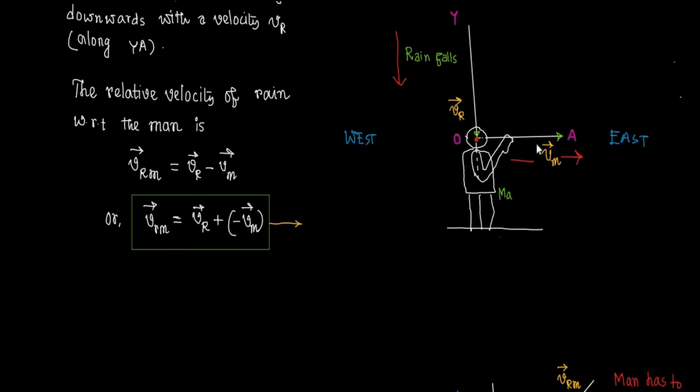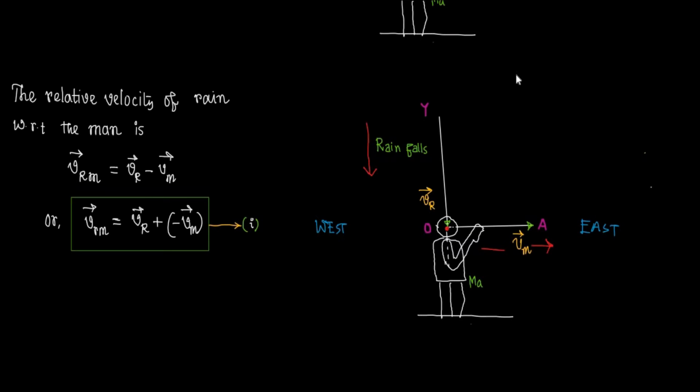So here this is equation 1, that is the relative velocity of rain with respect to the man, which is equal to vector Vr plus, in brackets, minus vector Vm. Therefore, minus Vm is added with vector Vr to get the relative velocity, that is vector Vrm.